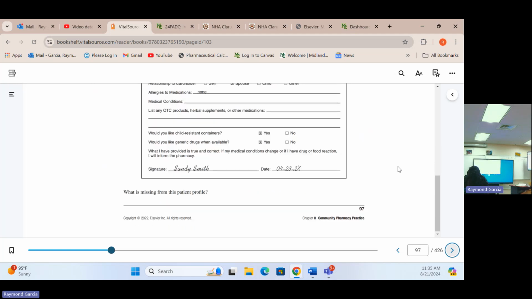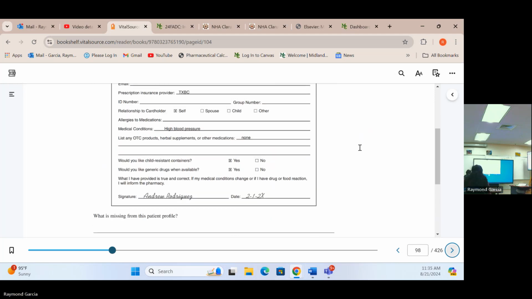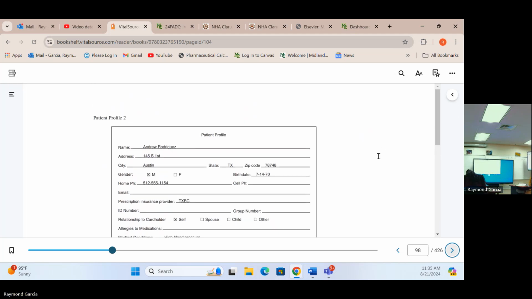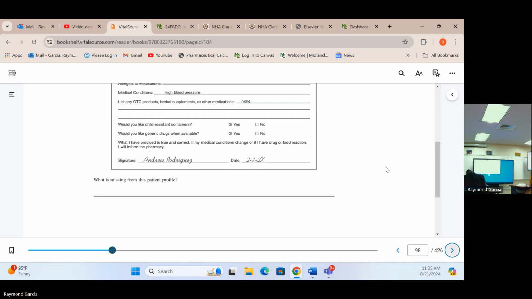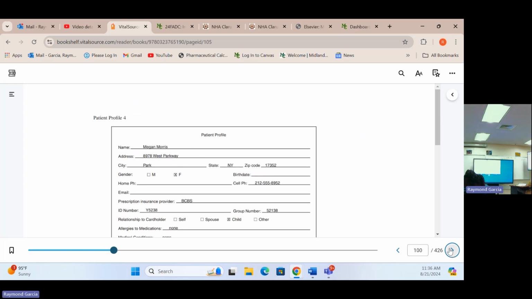Okay, so let's look at number two to make sure you got it. Understand what's missing. Allergies. And we probably want the insurance ID number and group number. Sure. Yeah. So y'all know what to do on 8.1. Go to 8.2.